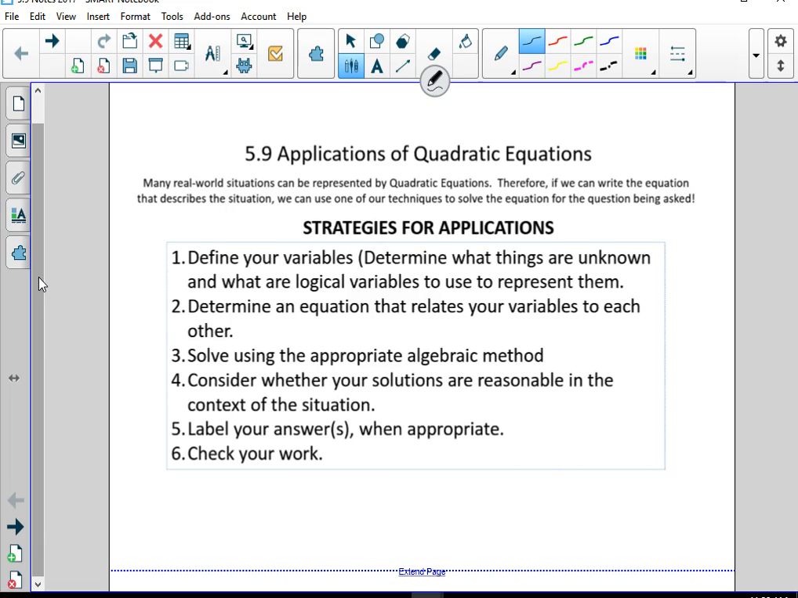Okay? So if you're doing something about time, how long did it take for it to hit this height? And you get a positive and negative number. Does a negative number make sense if you're talking about time? Can you go back in time? No. So it doesn't make sense. Okay? Label your answers and check your work.